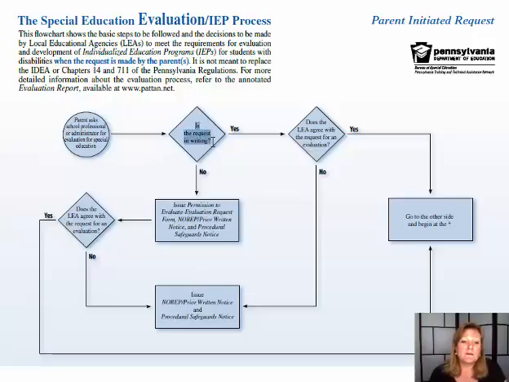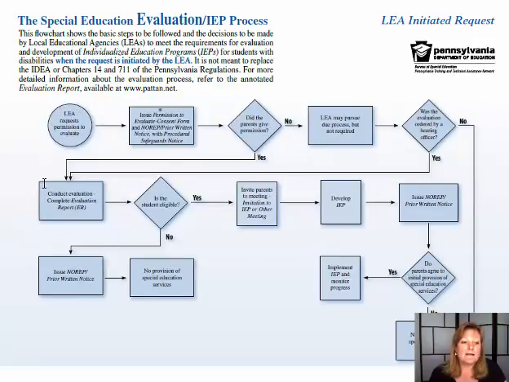If, after the parent requests in writing that their child is evaluated, the school district agrees with that, okay, then we go to the process where, again, from the other slide, here I'll go back to it, the evaluation is conducted, and then this whole section of the flow chart happens, right here. And then we decide if the child's eligible for special education services or not.